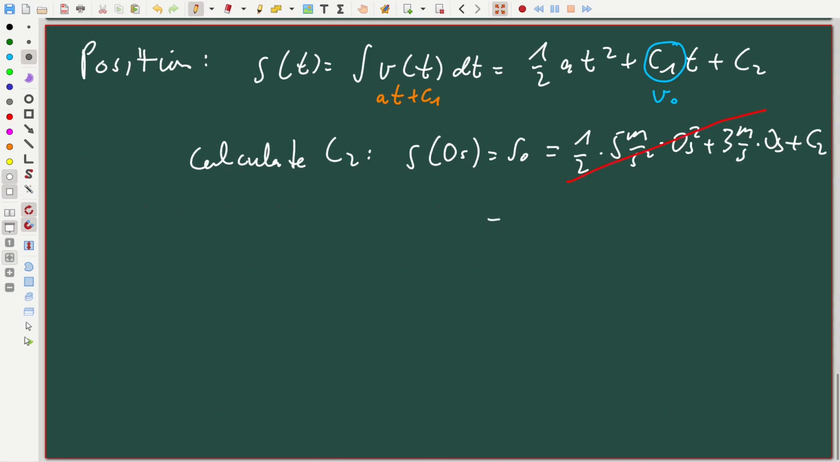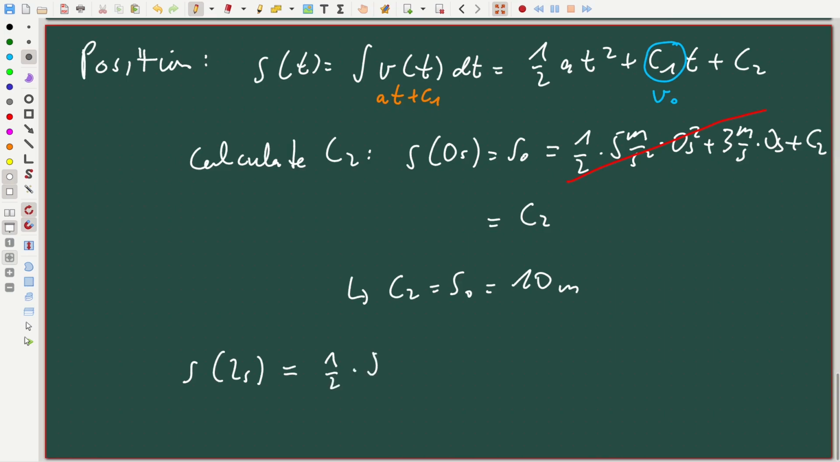So at the end, what remains is our S0 equal to c2. And this means c2 is equal to S0, and this is our 10 meter. And then we can easily calculate our position at a time of 2 seconds, as we want to do that.